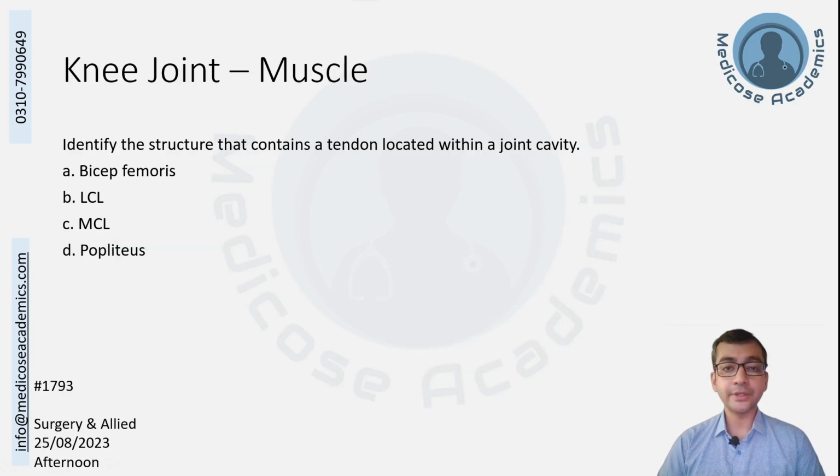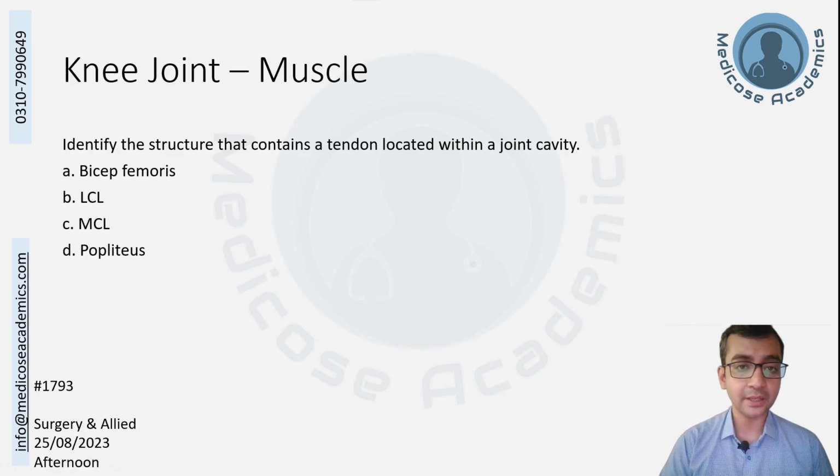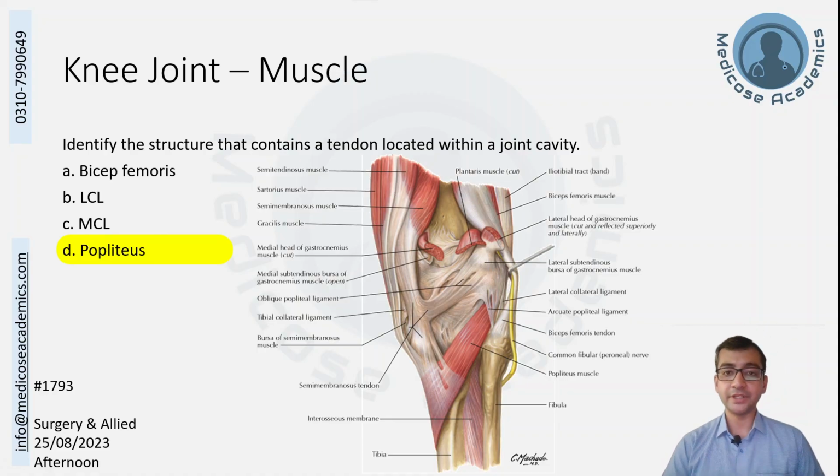Identify the structure that contains a tendon located within a joint cavity. This phrasing could have been better. You could have been asked which of the following structures is present within the joint cavity of the knee joint. So there is only one muscle tendon that is present within the knee joint, that is the popliteus muscle, which is involved in unlocking of the knee joint. By the way, that is another question that is frequently asked.